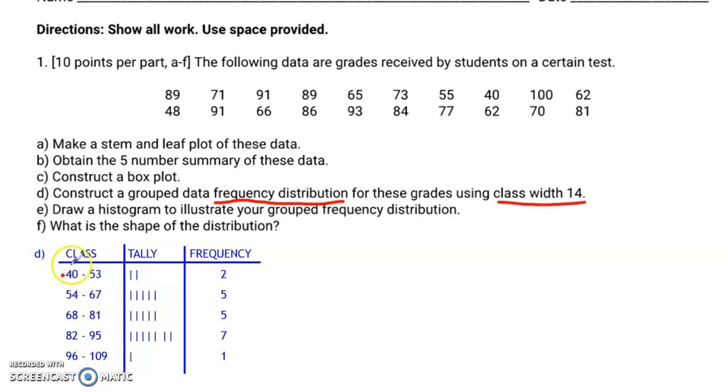So from 40 to 53, if the value was 53, it would go here. If the value was 54, it would go in the next one. You can't have classes that overlap. This can't say 53, whereas this says 53 as well.